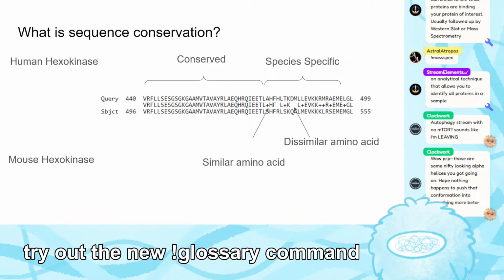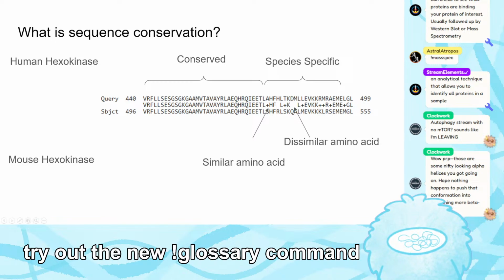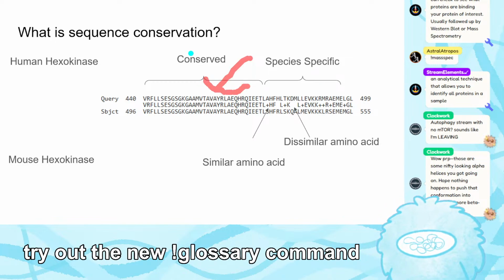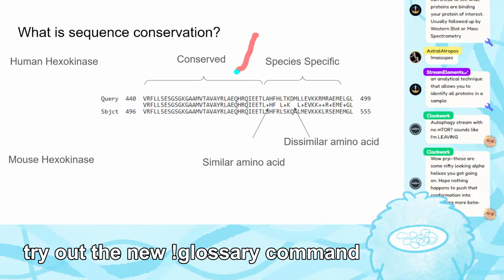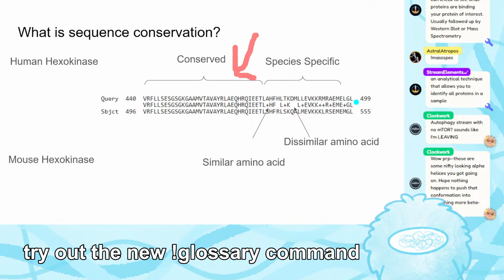And we can see here that I have aligned the human version of hexokinase with the mouse hexokinase. This is a very small segment of the protein, but we can see that there are regions of the protein that are conserved, right? These letters are the amino acid base codes.